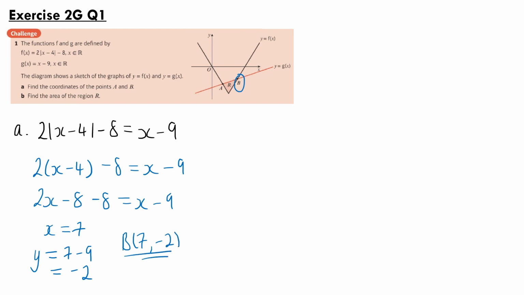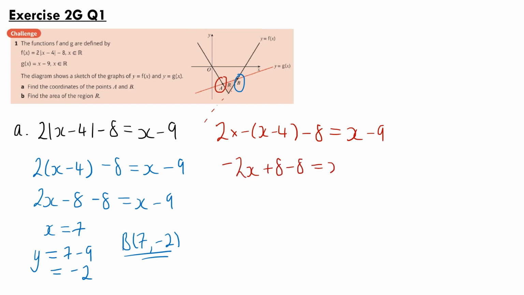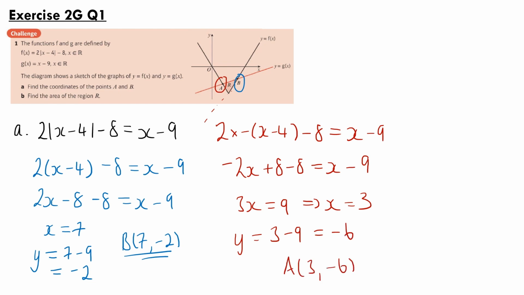Now doing the same for point A, where the graph was initially negative, then we're going to have 2 times minus (x minus 4) minus 8 is equal to x minus 9. And expanding the brackets again, this time we have minus 2x plus 8 minus 8 equals x minus 9. So we have 3x being equal to 9, so x is equal to 3. And again using g of x, y equals 3 minus 9, which equals minus 6. So our coordinates for A at this point are (3, -6).